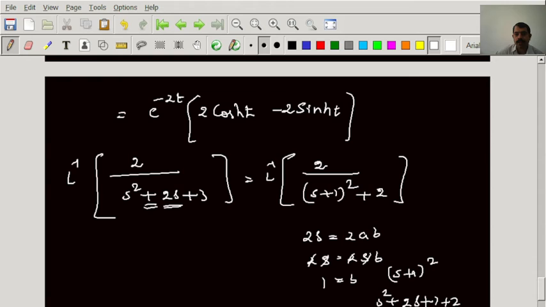Now here s plus 1 we can write it as s by modifying the numerator. We do not have s, so there is no change in the numerator. So when we are writing s plus 1 equal to s, we must write first e power minus t, then inverse Laplace of numerator 2 dividing by s plus 1 written as s, so s square plus this one 2 I am writing as root 2 whole square, in the form of the formula.